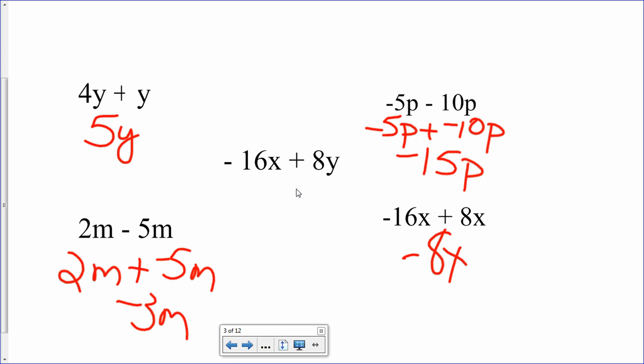It's a little trick question. It's not like terms. The variables are different. We have an x here and a y with the 8. Can't combine them. That's your answer.